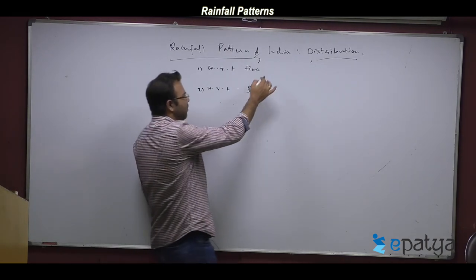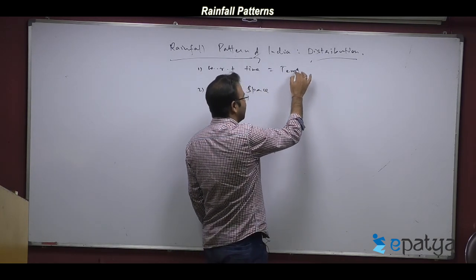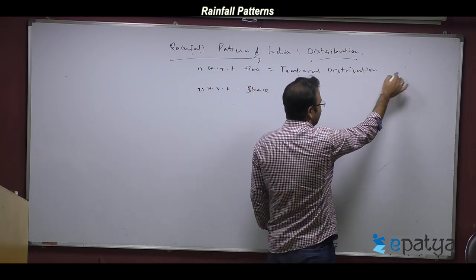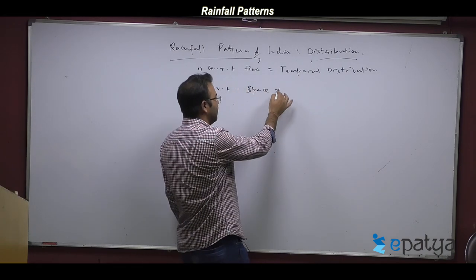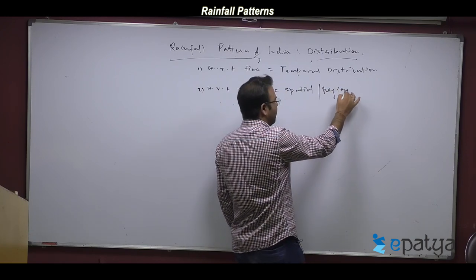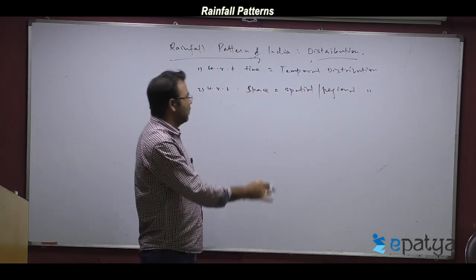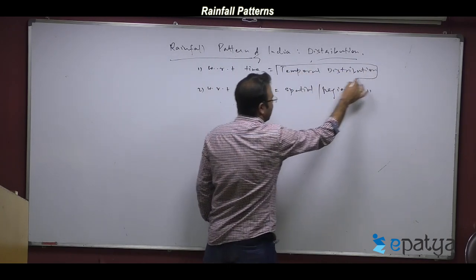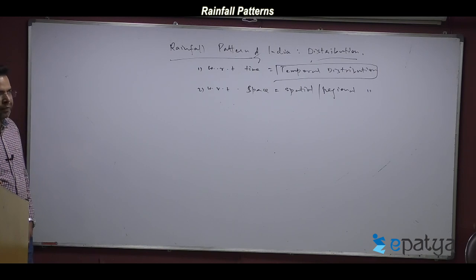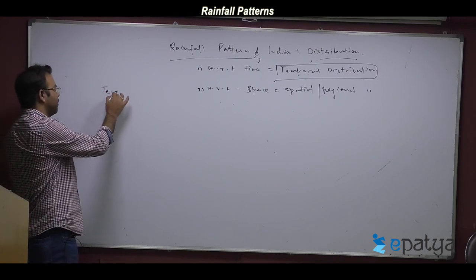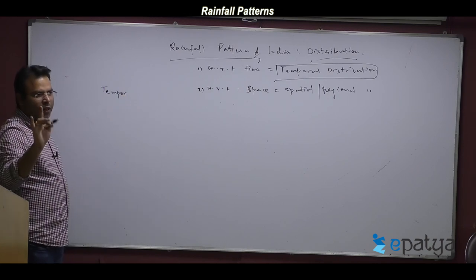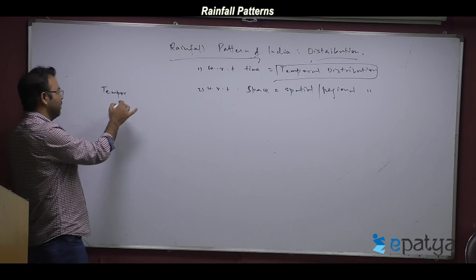So, this is called the temporal distribution of rainfall in the country, or second is called the spatial or the regional distribution of it. So, we are doing the two individually. First, we are starting this one, temporal distribution. And both are very important to solve many of your prelims or mains questions, and for understanding also required.